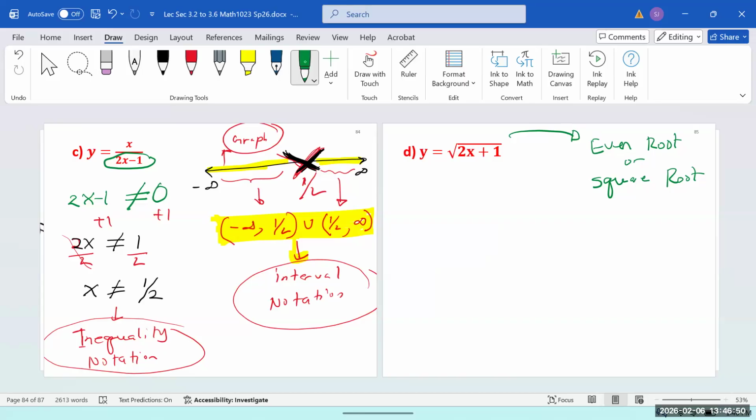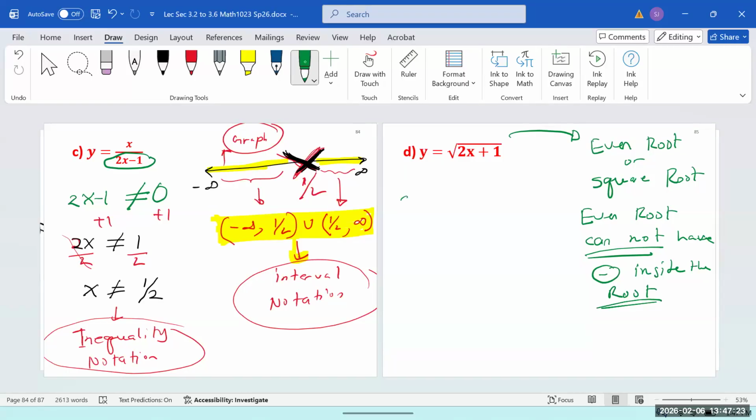So we start with the problem. What's wrong with an even root function? What can we not have? Negative. So an even root cannot have a negative inside the root. So whatever we have inside, that thing cannot be negative.